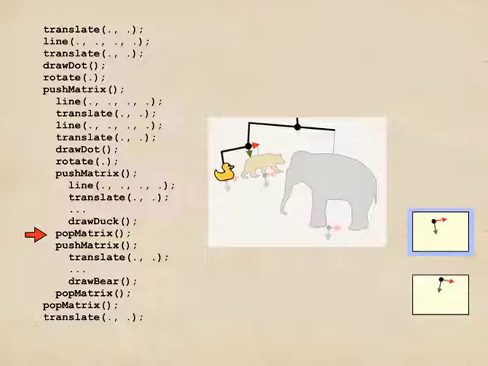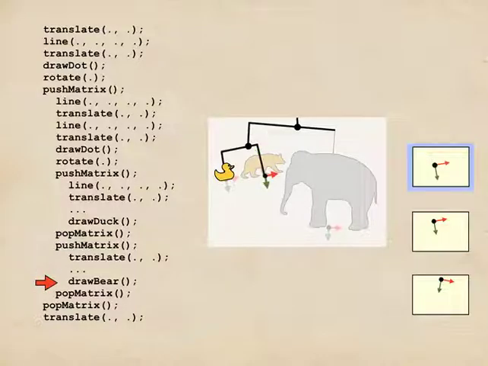Just for demonstration's sake, I'm going to push the matrix again from here. So I'm going to call push matrix again. We stick a new copy on top of the stack. That becomes active. Great. Now we start working our way forward again. We indent one level because we just pushed the matrix again. I translate to the right. I do all the other stuff to get into position to draw the bear. And now I draw the bear.